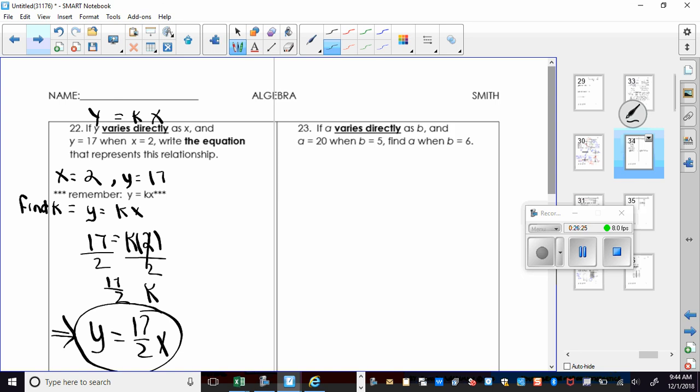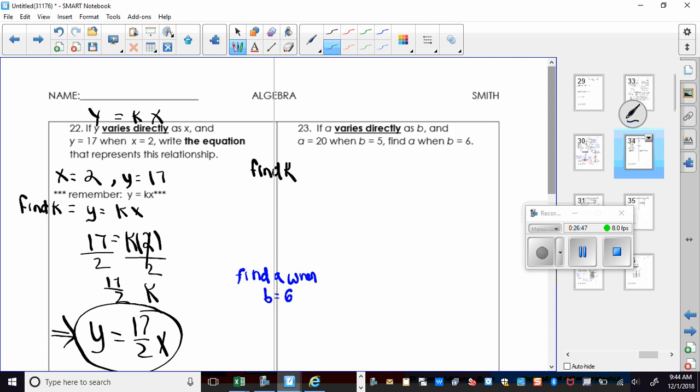The next one, we're going to find k, and then we're going to write the equation, and then we're going to find a when b equals 6. Okay?